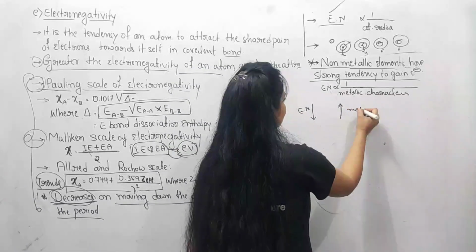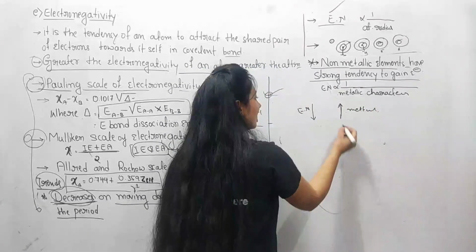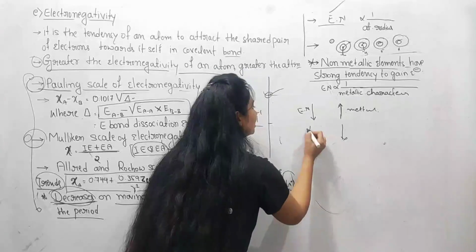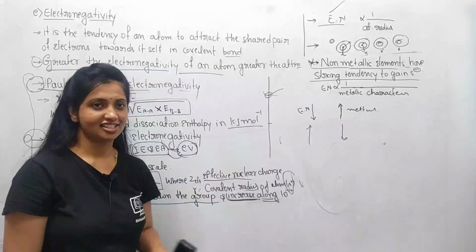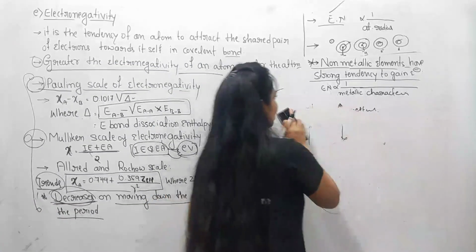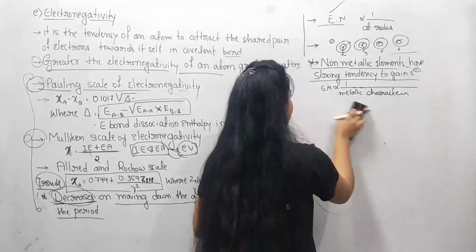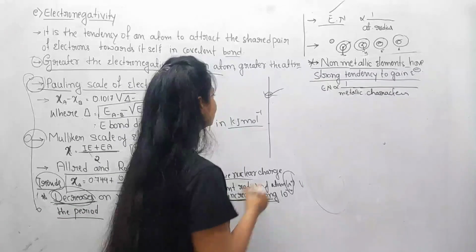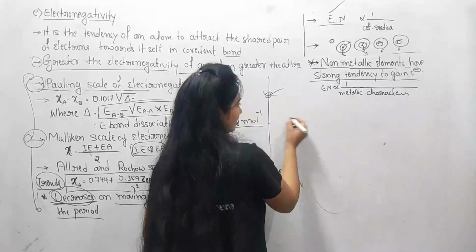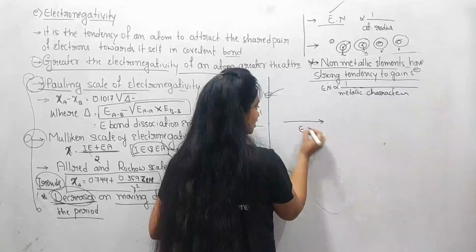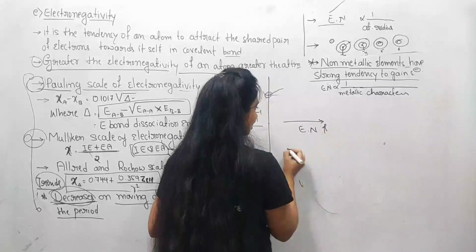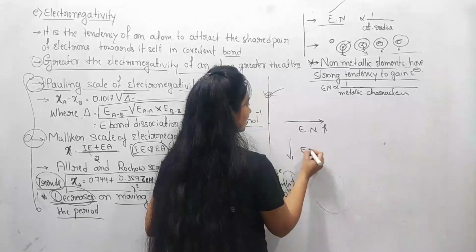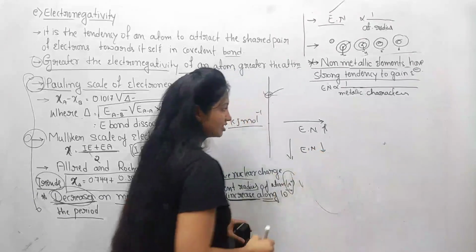This is metallic character. If the metallic character decreases, then what happens? Electronegativity increases. I hope you are clear about this point, guys. And next, remember some other points. Already you know that along the period electronegativity increases. Down the group electronegativity decreases.